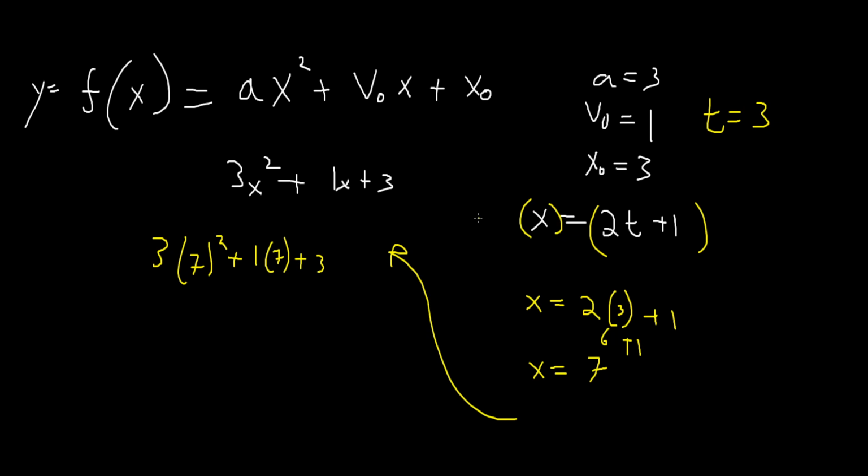So you see how if we'd have plugged this in early, if I would have seen this and gone, oh yeah, let's plug that right in right away, that would have given me so much more algebra to work with. I would have had to multiply 2t plus 1 by itself, then I would have had to multiply by 3, then I would have had to multiply by 1, then I would have had to add all my like terms, and only after all of that would I have been able to plug in the t.